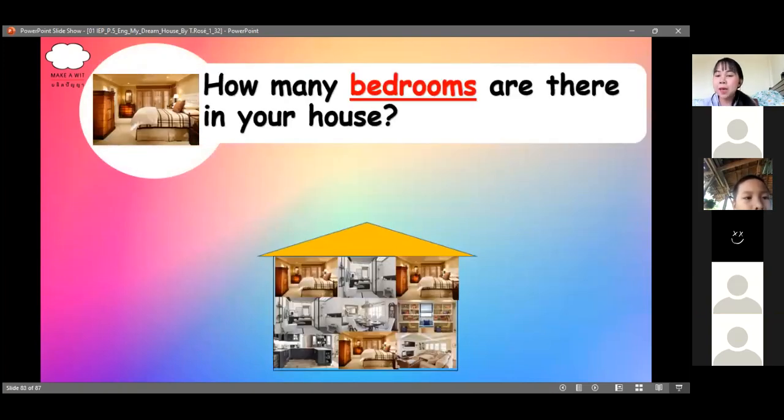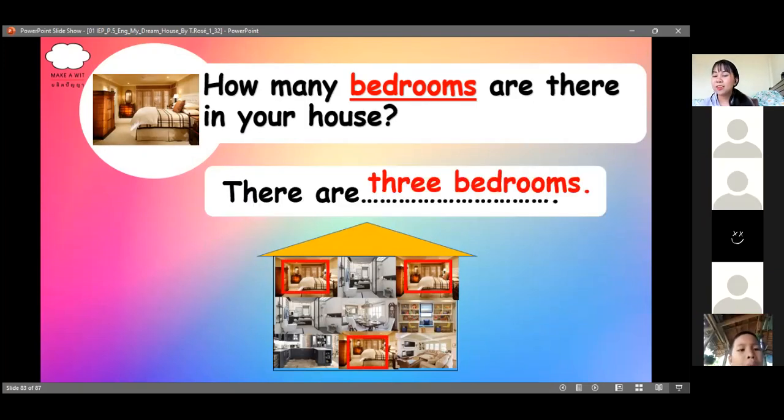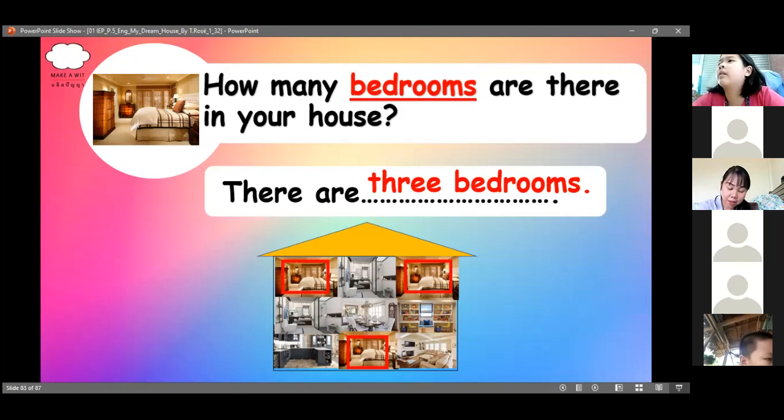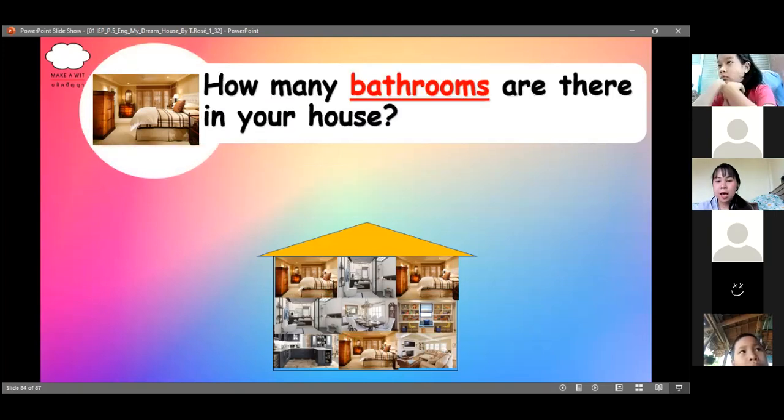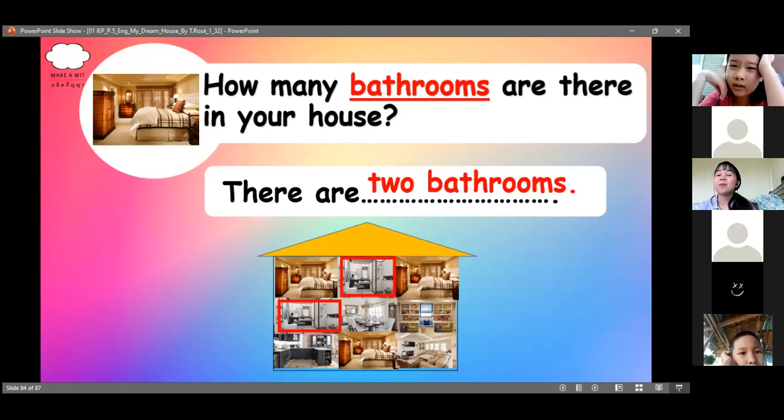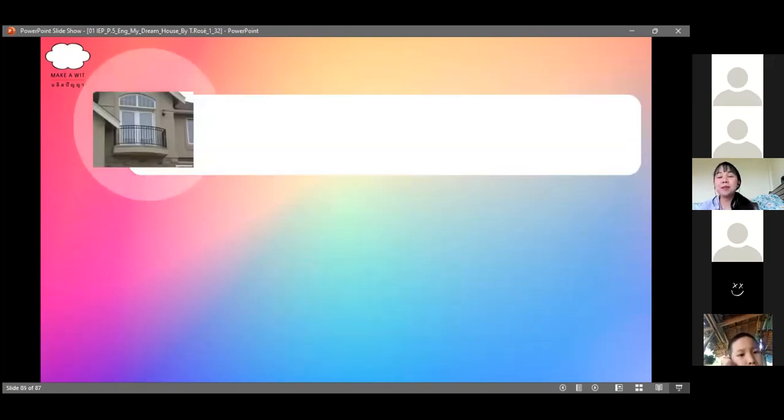How many bedrooms are there in your house? There are three bedrooms. There are three bedrooms. Good job. Wait a minute. Next. How many bathrooms are there in your house? There are two bathrooms. Good job.